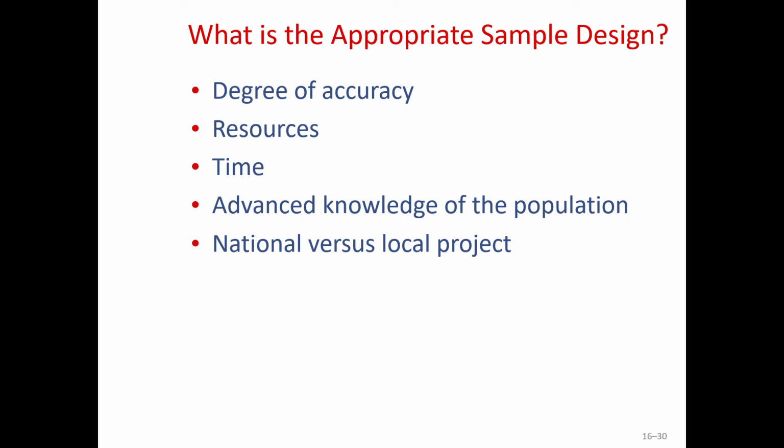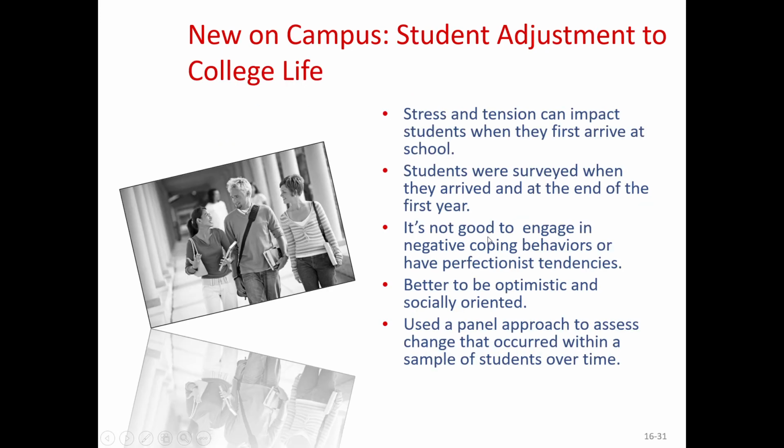National versus local project. Geographic proximity of a population element will influence the sample design as well, and when population elements are unequally distributed geographically, a cluster sample may be much more attractive.